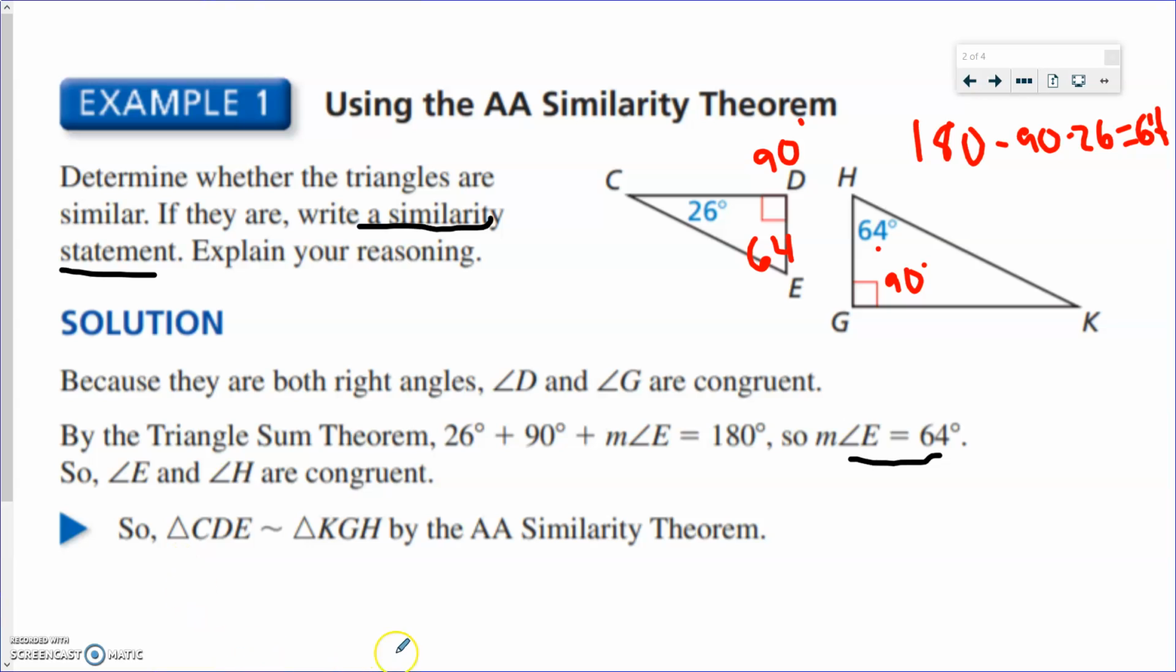So, and here's our similarity statement. We write triangle CDE is similar to triangle KGH. I messed up because I got all excited because notice C is 26. It has to be in order with the K, so K has to be next. D is our 90, so G has to be next. And then E is our 64, so H has to be last. That's our similarity statement.